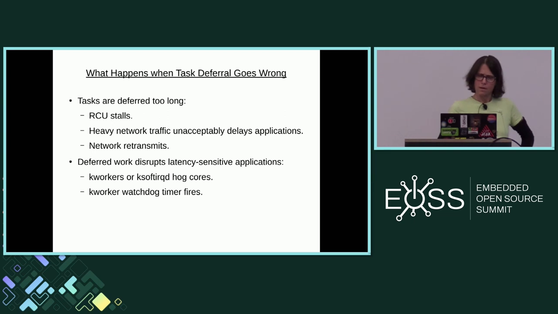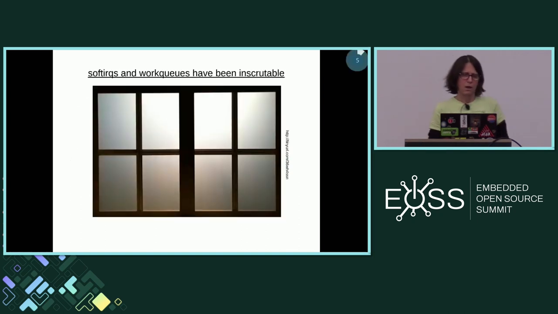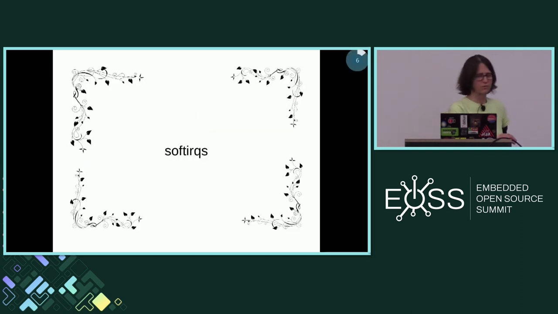The difficulty with these situations is they've been traditionally hard to investigate, and they've been hard to fix even when you develop theories as to what's going wrong. In fact, Softirqs and workqueues have the reputation for being a little bit inscrutable and hard to understand, and this reputation has been largely well-deserved, I would have to say, in general. But the point of this presentation is essentially to open this window and to give you some tools to investigate these kernel functions and, to some extent, do something about them. So with that, let's talk about Softirqs.